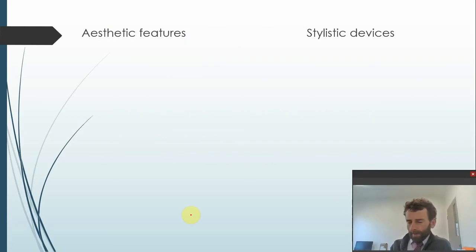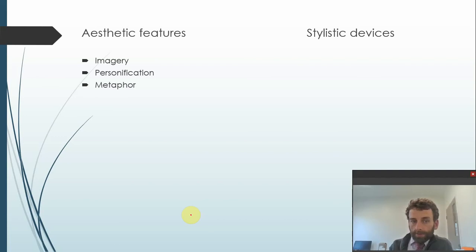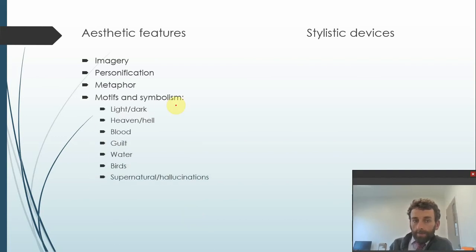So examples of aesthetic features and stylistic devices in the play. Obviously, we know there's tons of imagery in Macbeth. There's personification. An obvious example is the personification of the dagger. There's personification of murder in that same soliloquy from Macbeth. There's tons of metaphors. Some of the motifs and symbolism in the play, we've got light, dark, heaven, hell, blood, guilt, water, birds, supernatural, hallucination, or hallucinations. Again, the dagger, soliloquy, and Banquo's ghost.